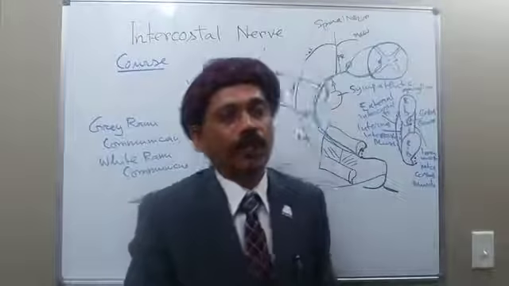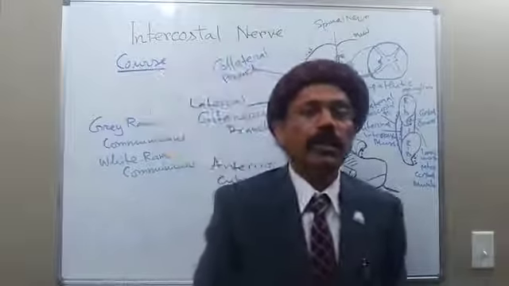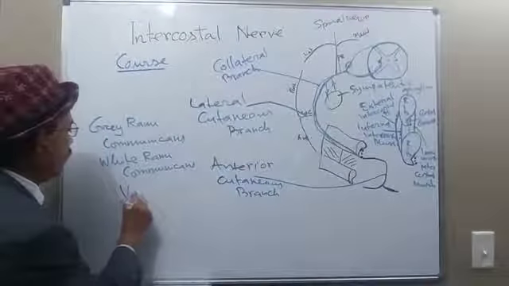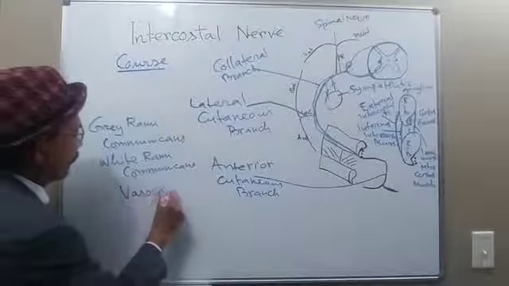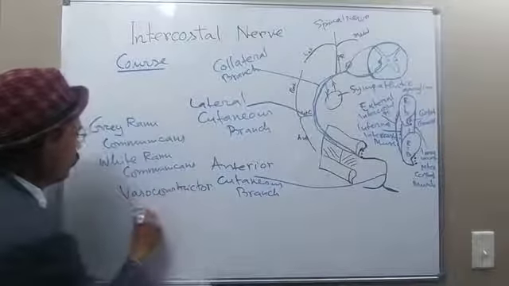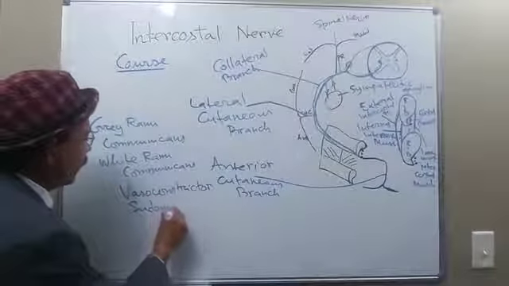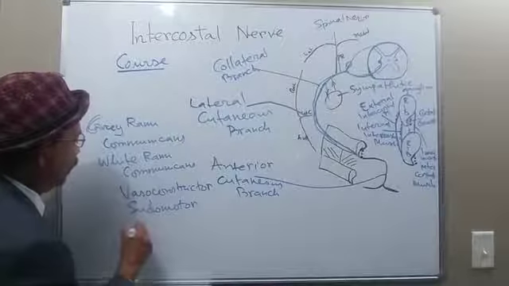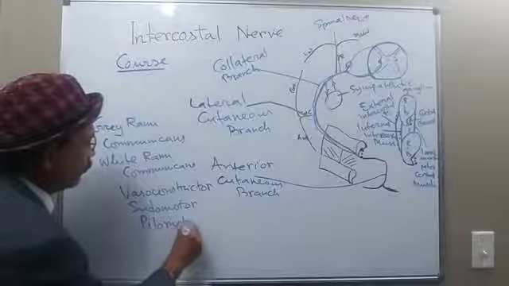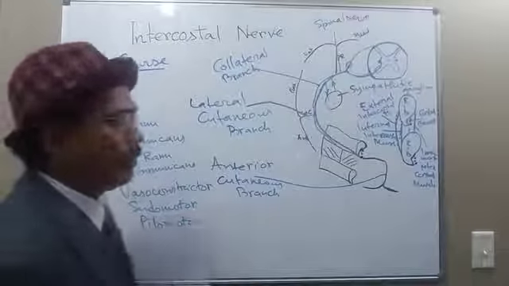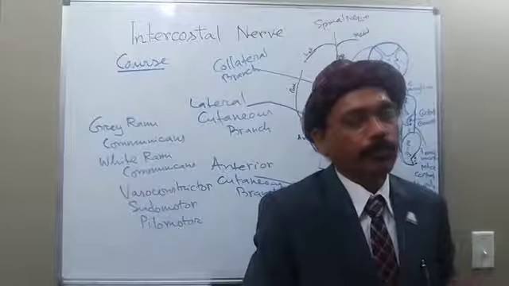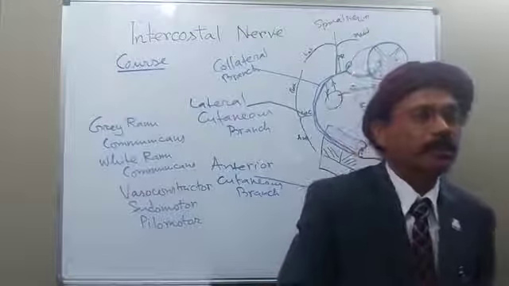Sympathetic is for vasoconstriction. They are pseudomotor. This sympathetic are vasoconstrictor, pseudomotor, and pilomotor. Pilomotor, we have a muscle in the hair follicle that is also stimulated by the sympathetic innervation.